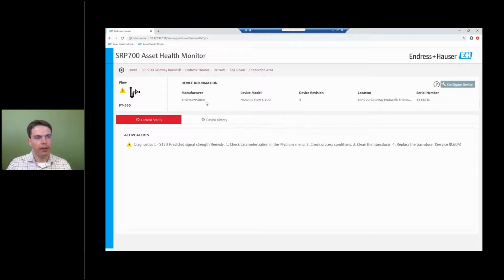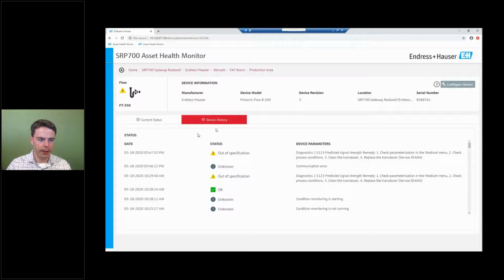And you see also, this is an Endress+Hauser device. It's a Prosonic Flow B200, device revision 3, the location and the serial number. So you get all this information very easily with just 1 or 2 clicks. You can also have a look at the device history. So you see what happened here.